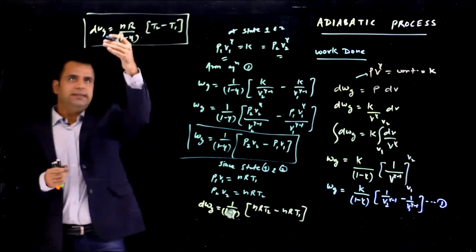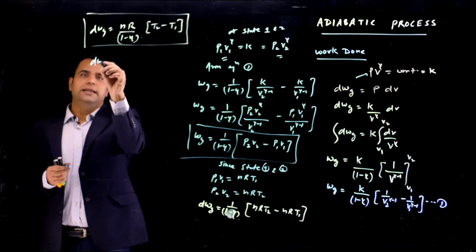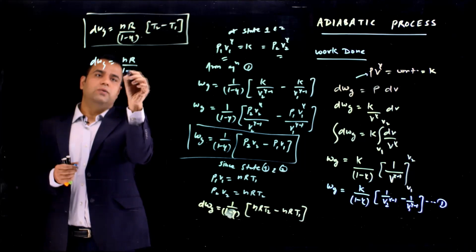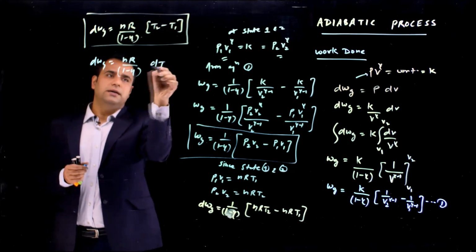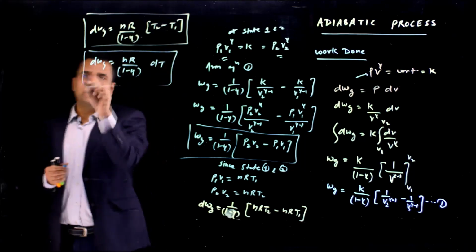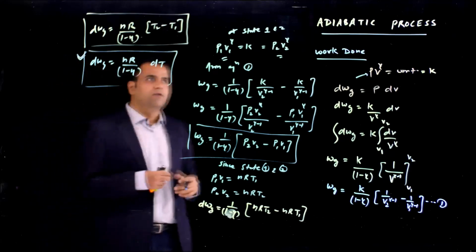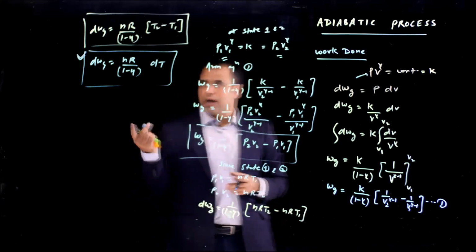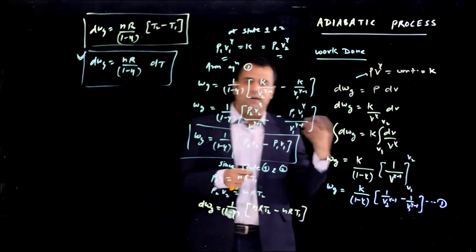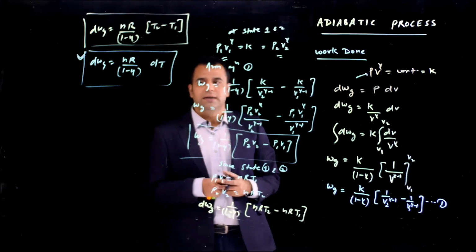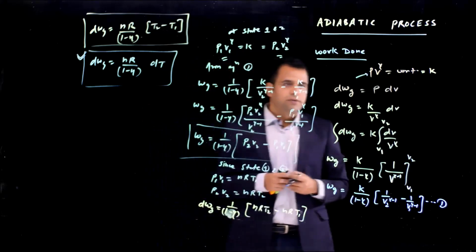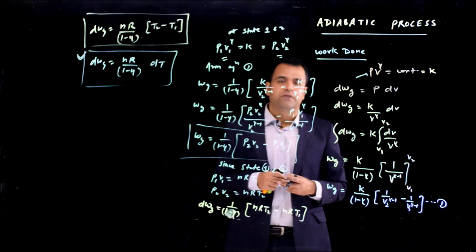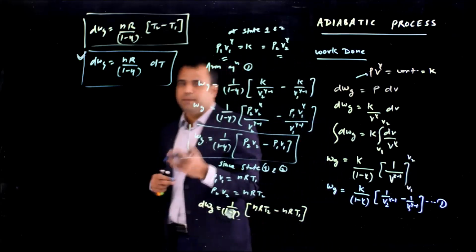If I convert this equation into differential format, dW, if the temperature difference is very small, I can write it as nR upon 1 minus gamma dT also. So this is also an equation for work done in the adiabatic process. And this equation we can use further to calculate the work done directly if the temperature difference is given. So now we have got the work done in terms of temperature difference.